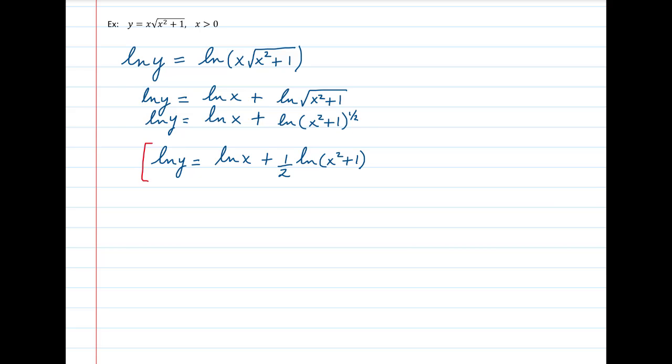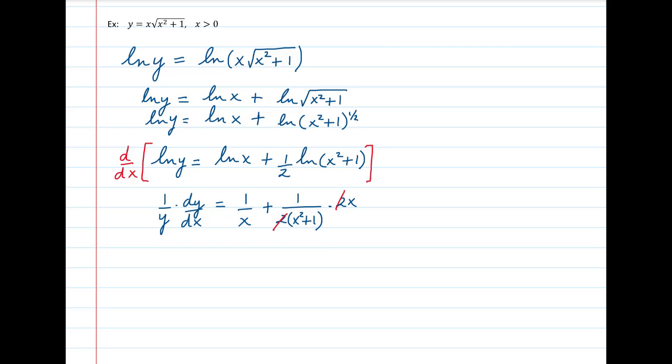Now after we expanded our logarithm on the right, we're ready to take the derivative with respect to x on both sides, and we're going to differentiate this implicitly. We have the derivative of the natural log of y is 1 over y, chain rule, times dy dx, equal to the derivative of ln x, which is 1 over x, plus the derivative of 1/2 natural log of x squared plus 1, which is 1 over x squared plus 1, and remember we had the 1/2 in front, times the derivative of the inside function here, x squared plus 1, which is 2x.